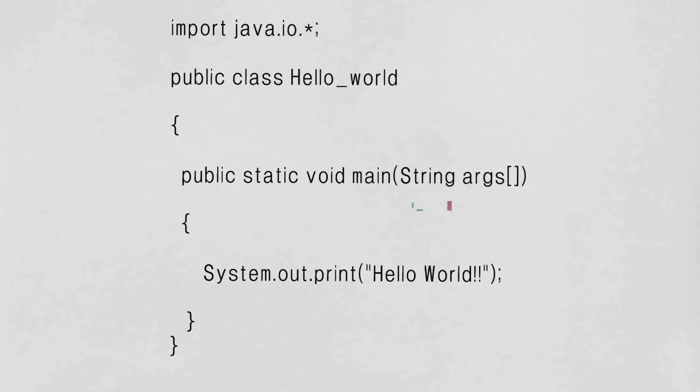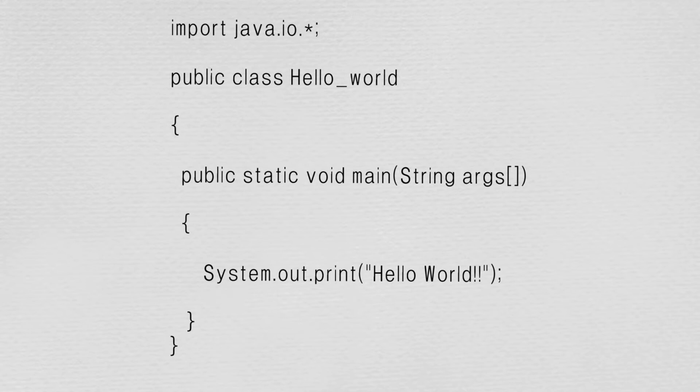Now again you can see a brace opens which will group the statements of main. Now coming to the last statement, which is used to print the words hello world, System.out.print. We will understand each of these components one by one.